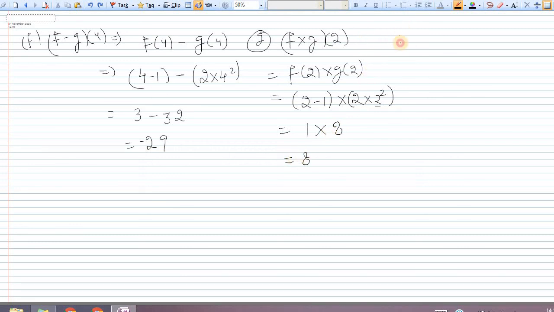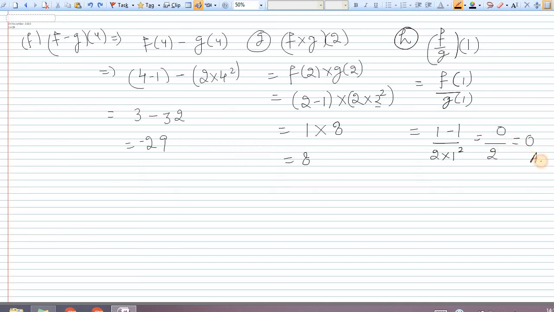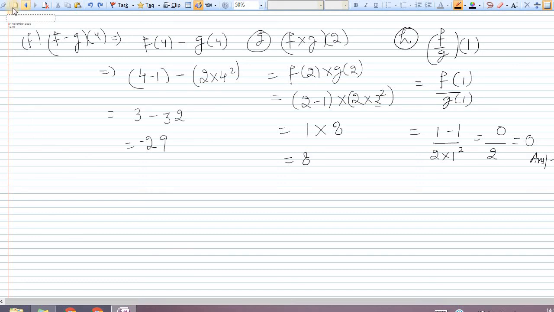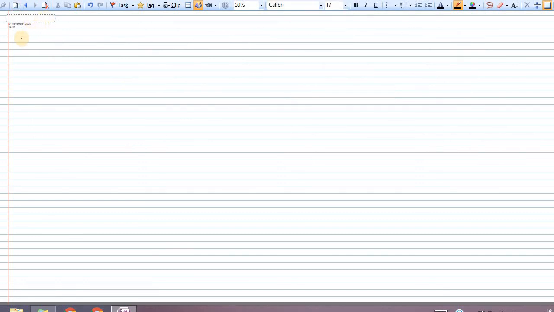Okay, so now coming to the H part, it would be (f upon g)(1). So it would be f(1) upon g(1). So 1 minus 1 upon 2 into 1 square. So it would be 0 upon 2 is equal to 0, that is our answer. So this was the first example. So we will take another example to elaborate this more.